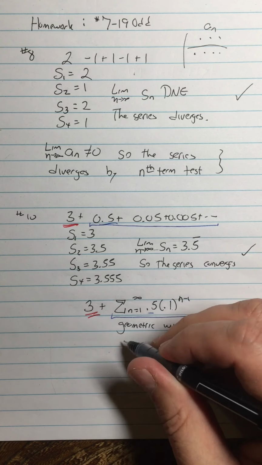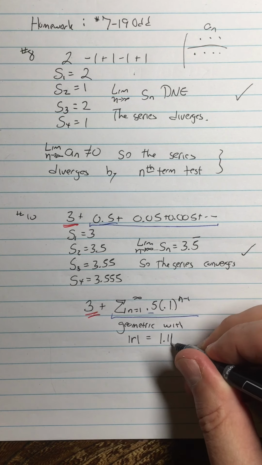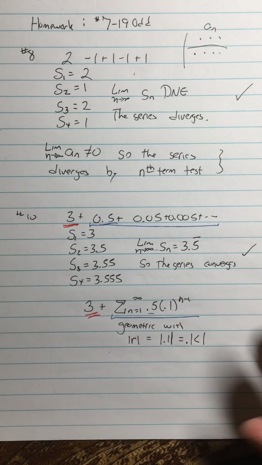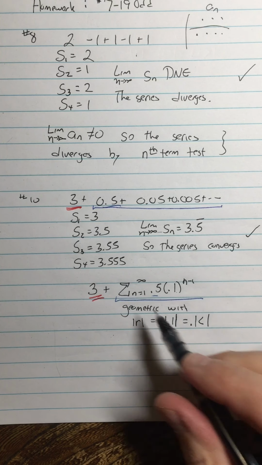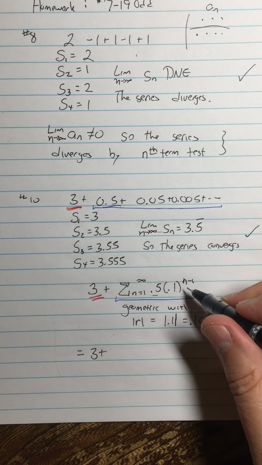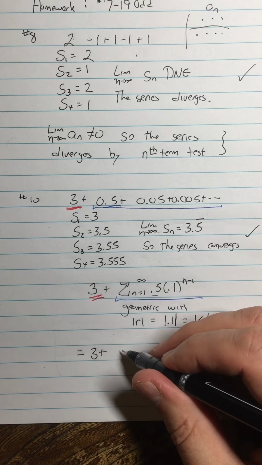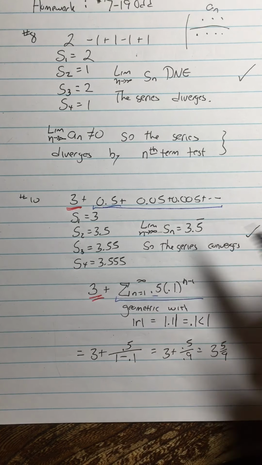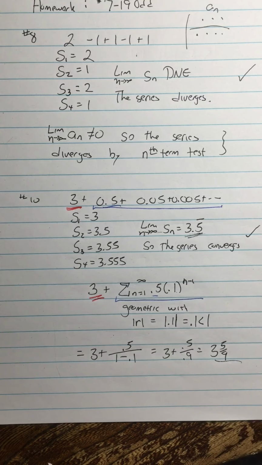So this is geometric with absolute value of r equal to absolute value of 0.1, which is 0.1, less than 1. Since absolute value of r is less than 1, this sum is equal to, we bring down the 3, plus our a sub 1, which is 0.5, over 1 minus r, which is 1 minus 0.1. So that's 3 plus 0.5 over 0.9, which is 3 5/9. That's what this repeating decimal is, also 3 5/9. So there you go. All right, what else can we do? Let's look at a couple more here, like number 12.